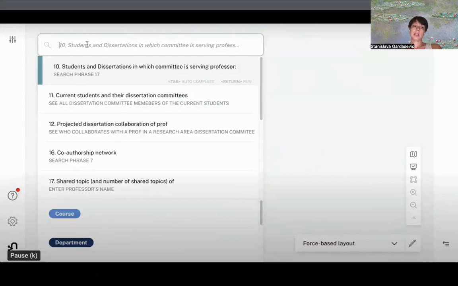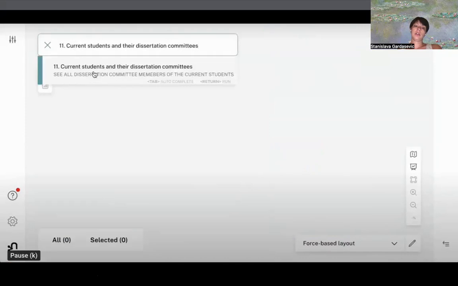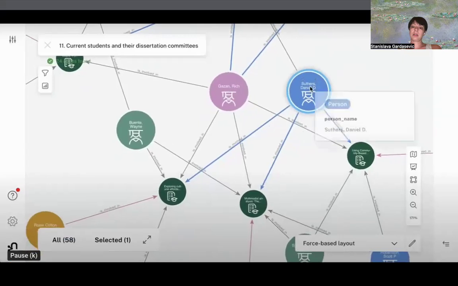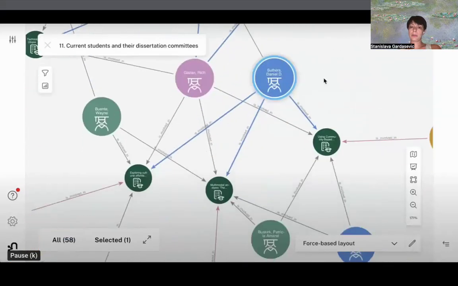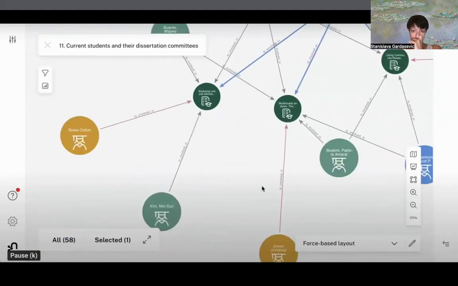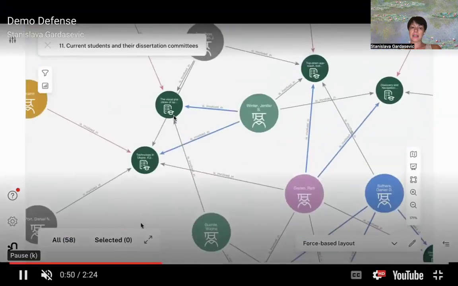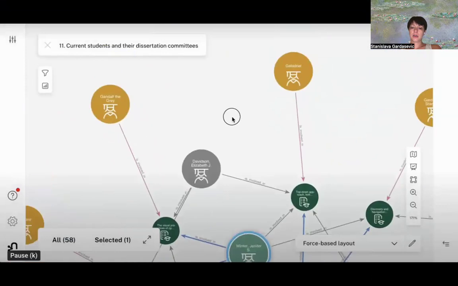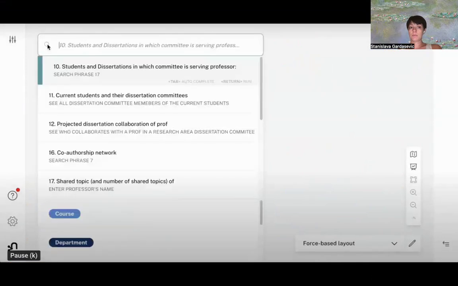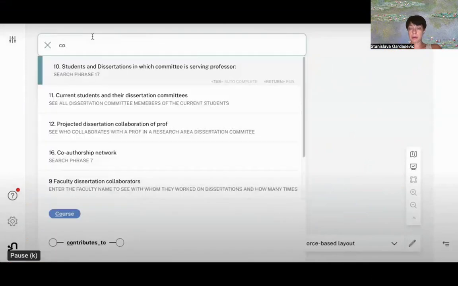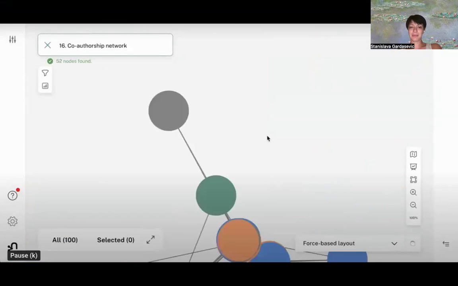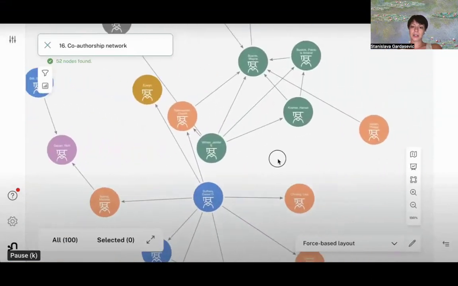Another query was asking who are the current students and their dissertation committees. As you can see, this is already a messy picture because there are a lot of people and a lot of relationships between them. But still, you can see that at this moment, this professor is supervising 3 dissertations already. This is the blue links. And then this one also has 4 dissertations, 2 of which they are supervising. So it again helps you see how busy people are at that moment. If you need special attention, you might need somebody who doesn't have a lot on their plate already.